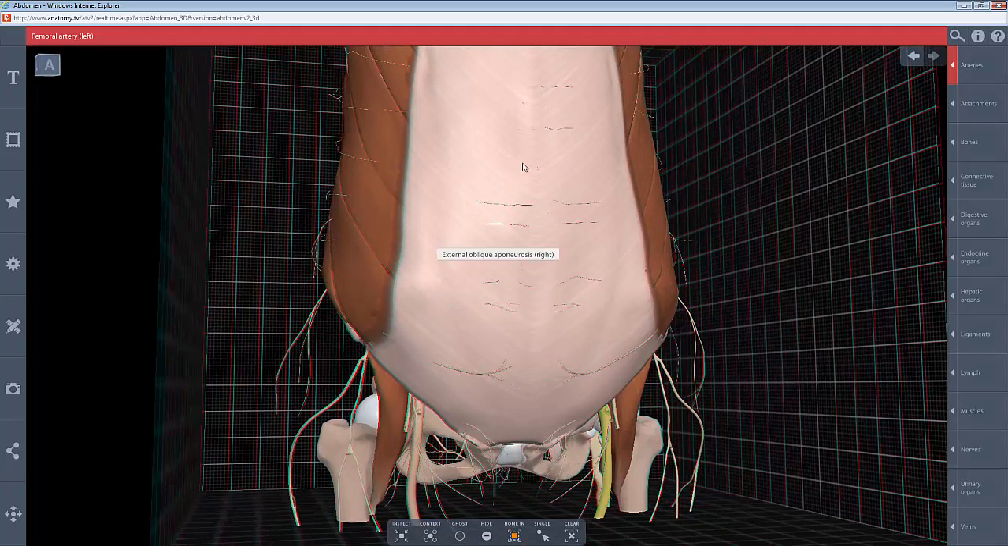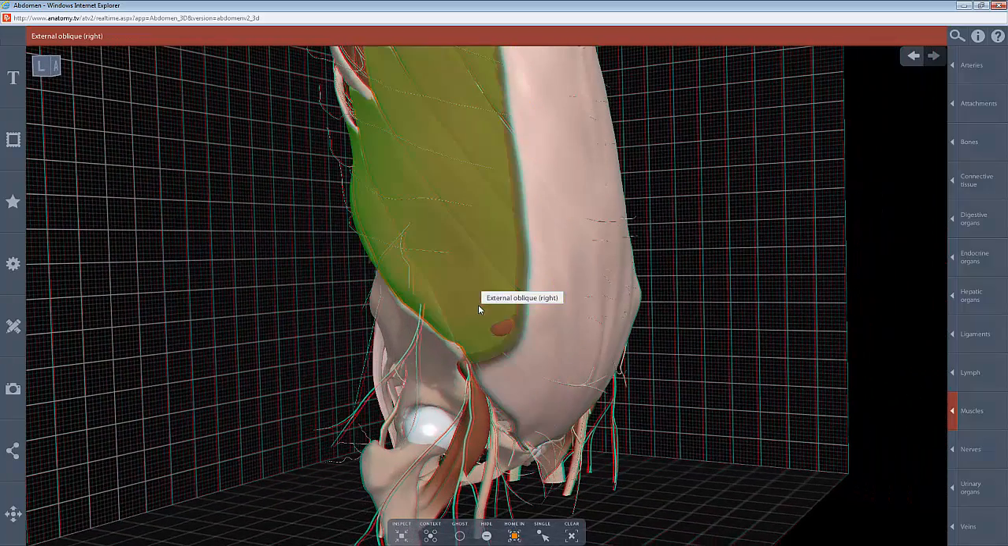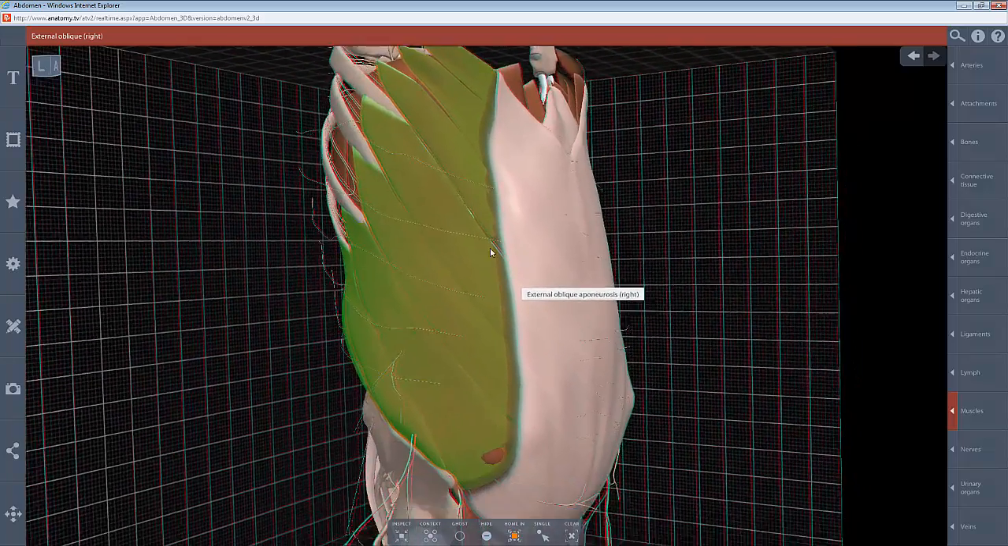So here we have actually removed the first two layers of tissue. We have removed the Camper's fascia and the Scarpa's fascia. We're looking straight down at the external oblique aponeuroses. If we look at the side here, here is the first layer of muscle. Note the fiber orientation, same as the external intercostal muscles, which would be superior to this.